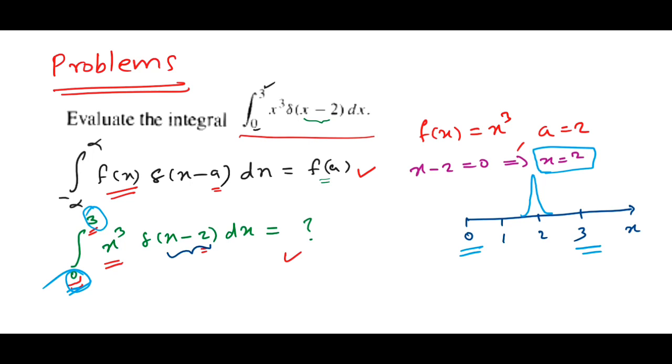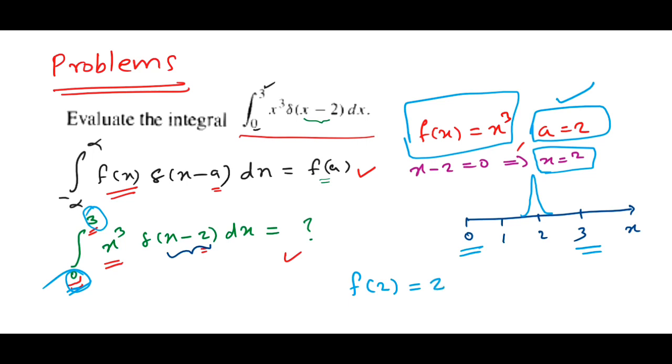Fine. Therefore, if such a condition is valid, then the answer should be f of a. What will be f of a? We have f of x, and here a is equal to 2. Substituting, f of 2 is equal to 2 cube, that is, the answer is 8. Therefore, the final answer of this question is: the integration from 0 to 3 of x cube delta x minus 2 dx is 8.